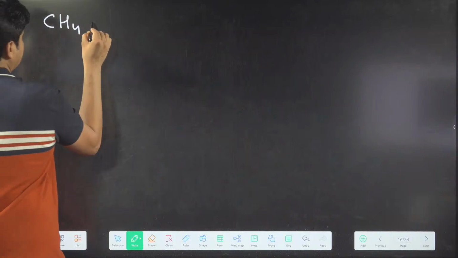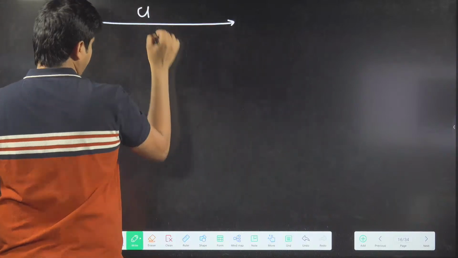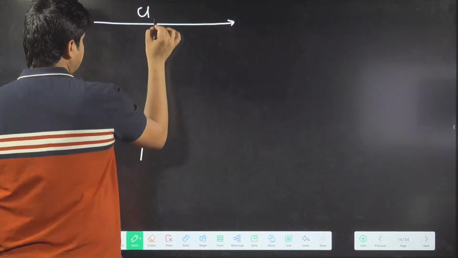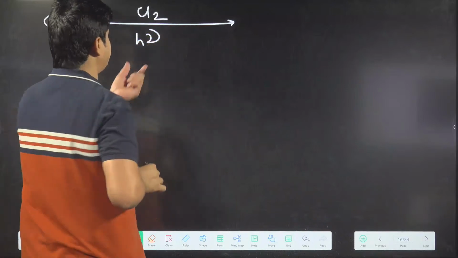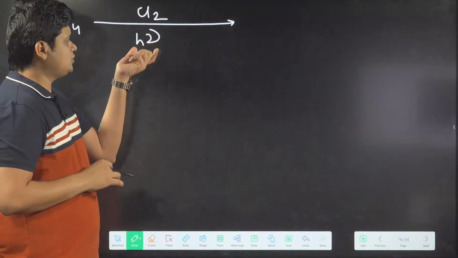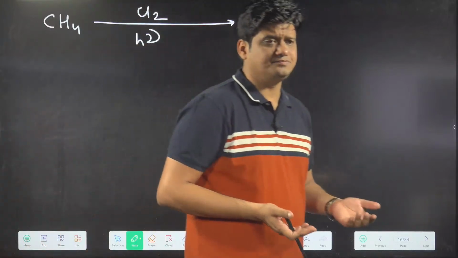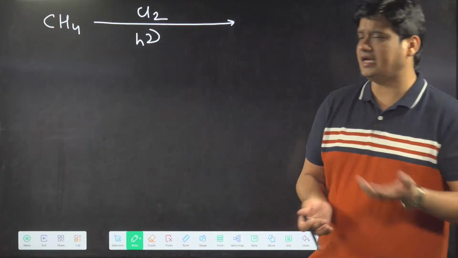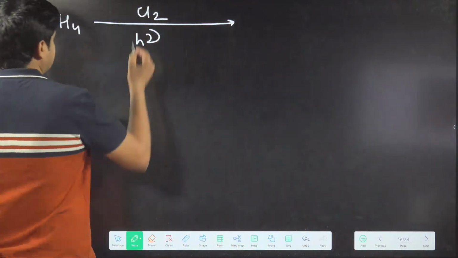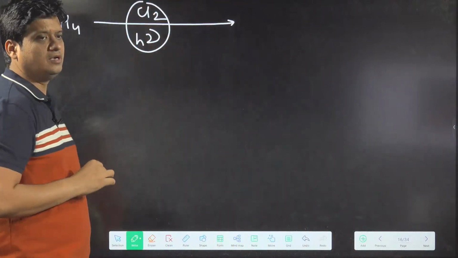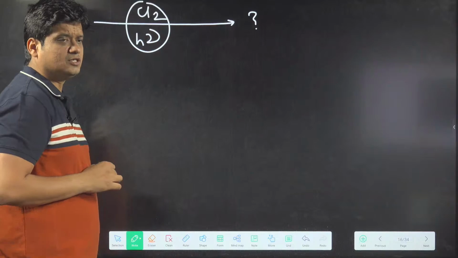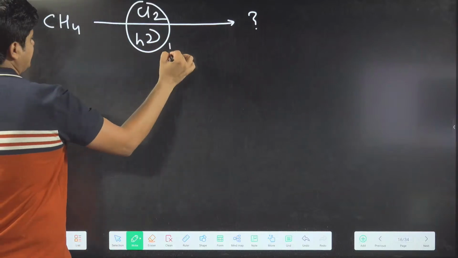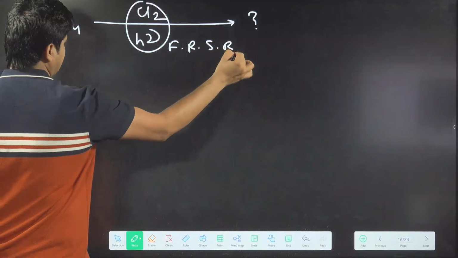Now come to the example. Let's say CH4 is given. It is reacting with Cl2 in the presence of light. In the presence of light, they will represent it like h nu. h nu means photon. So for presence of light, they can directly write light, UV light or diffuse sunlight, or they can write h nu. This is the identification there. Cl2, h nu means free radical substitution reaction. Okay, now we have to think about the products. So what will happen? This is the free radical substitution reaction reagent.